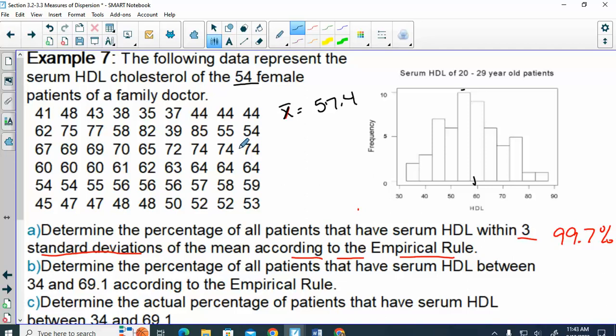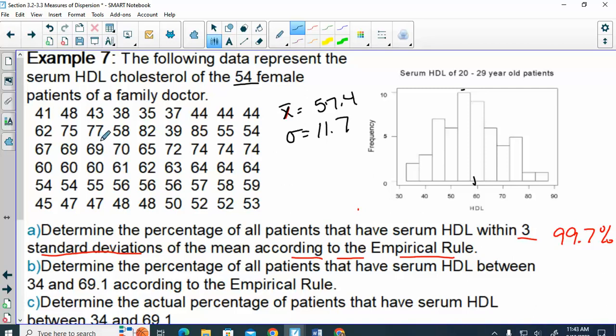It says of the 54 female patients. So do we think that's all of his female patients? Kind of the way it's stated, of the 54, kind of makes it sound like those are the only 54. So if we did that, our population standard deviation would be 11.696, so 11.7.